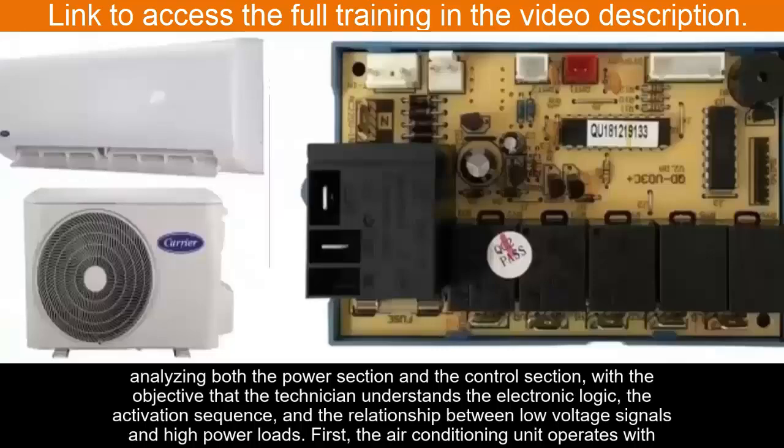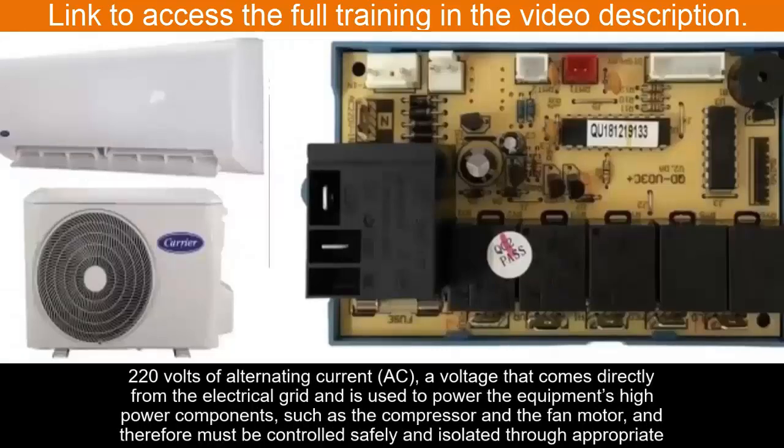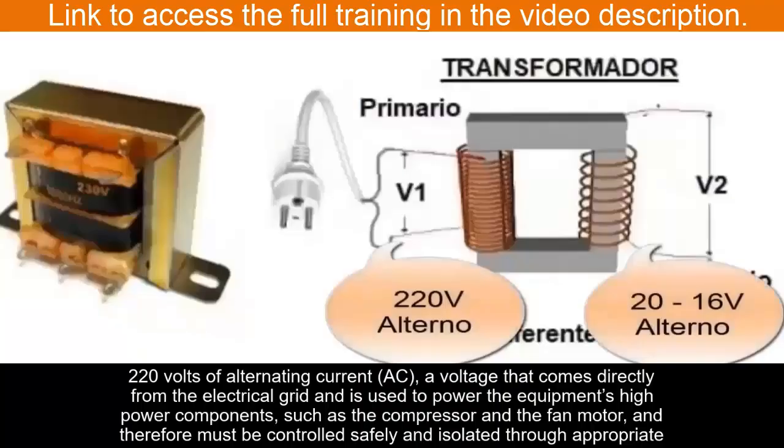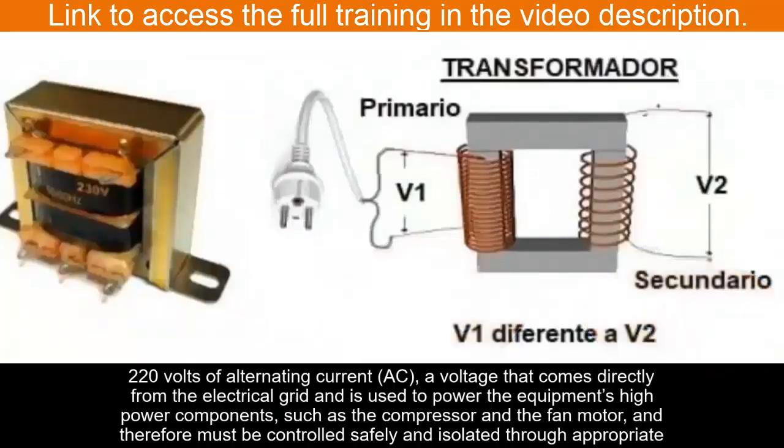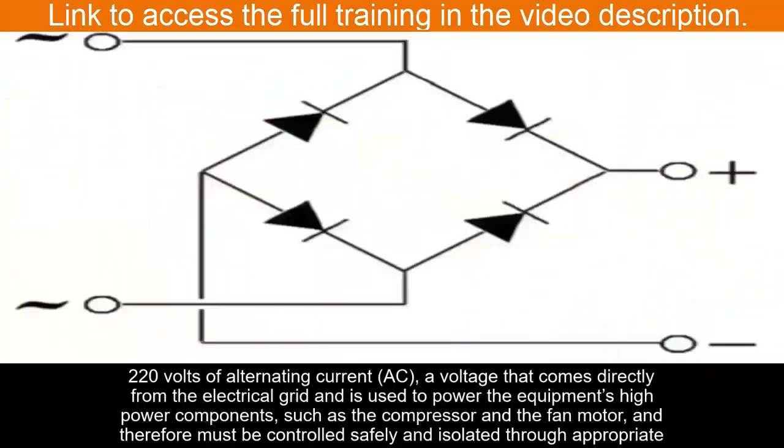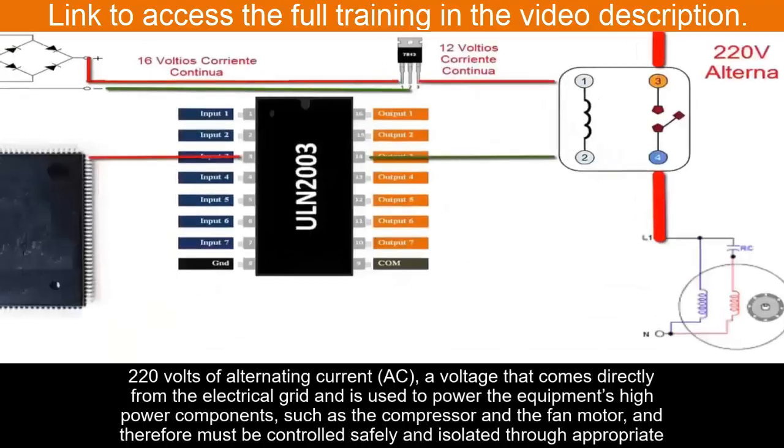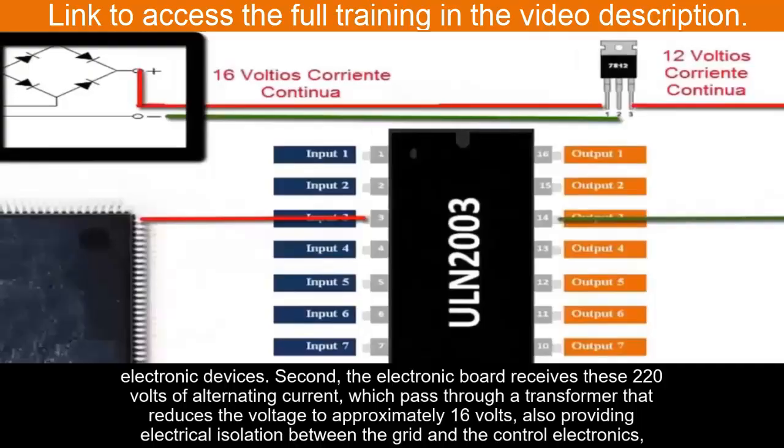First, the air conditioning unit operates with 220 volts of alternating current, or AC, a voltage that comes directly from the electrical grid and is used to power the equipment's high power components, such as the compressor and the fan motor, and therefore must be controlled safely and isolated through appropriate electronic devices.